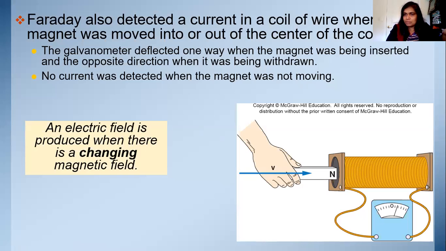If you remember from the simulator, when I hold the magnet there are magnetic field lines around the coils, but it did not induce a current. We were not able to make the bulb light up, right? So there should be a movement of the magnet. An electric field is produced when there is a changing magnetic field. This is a very important word, changing. So there should be a changing magnetic field to induce a current or the electric field.